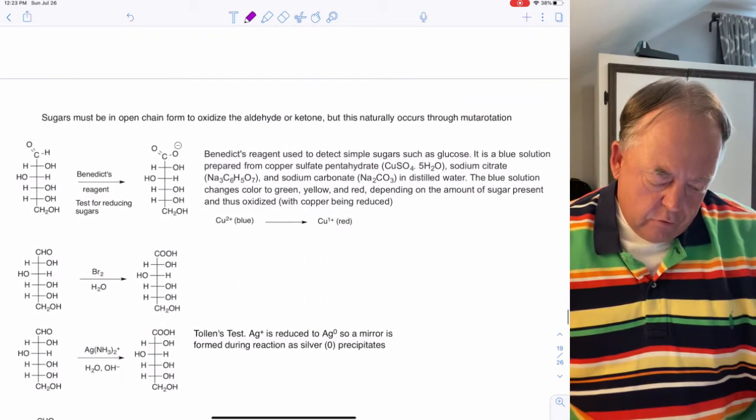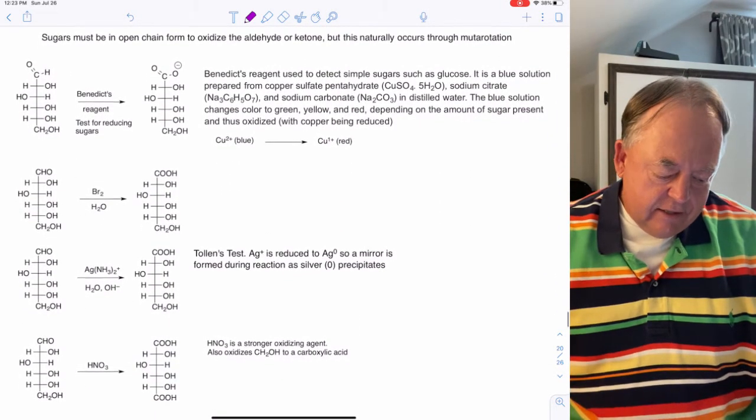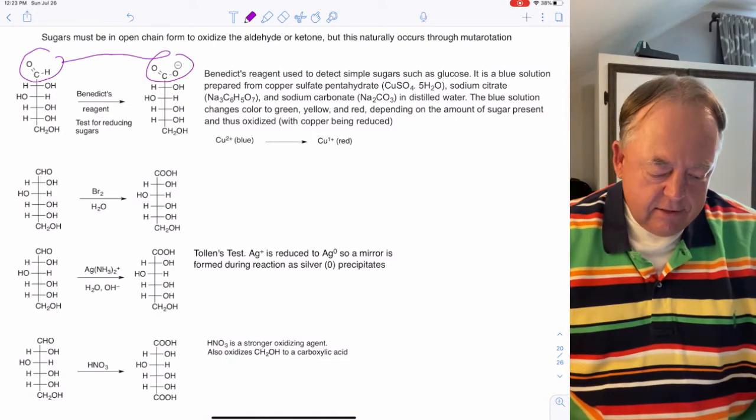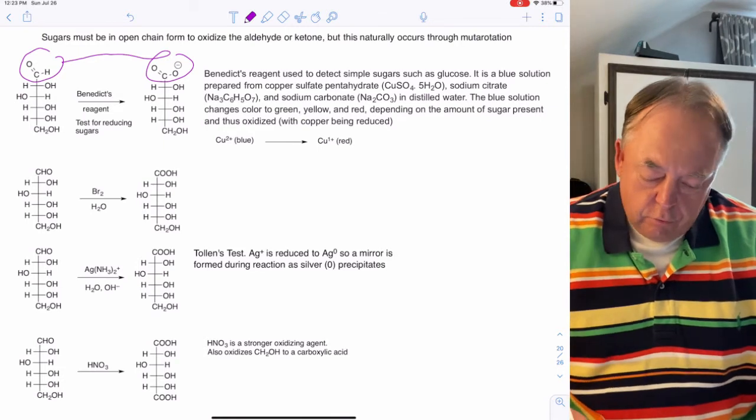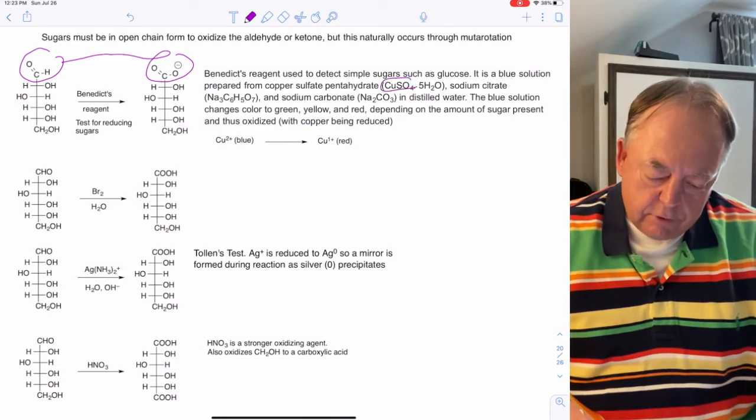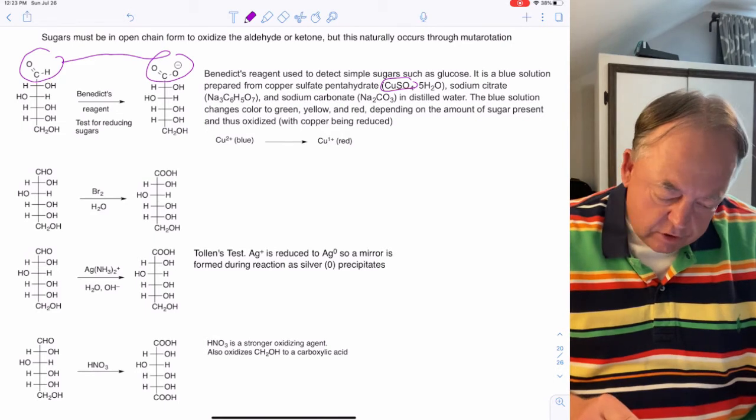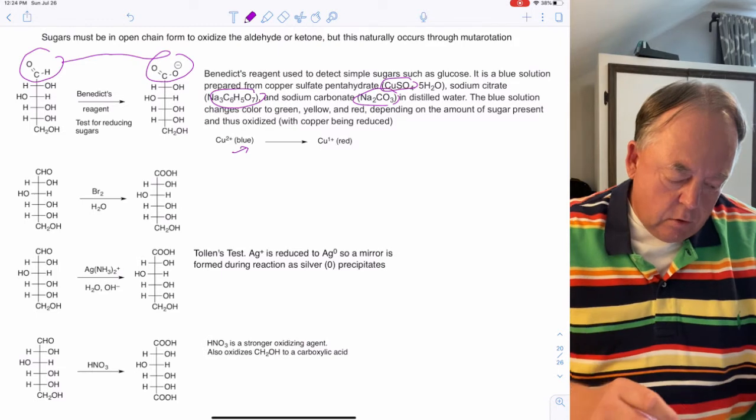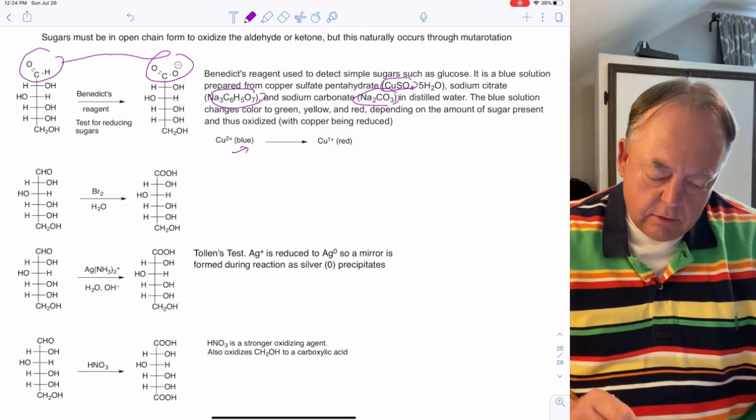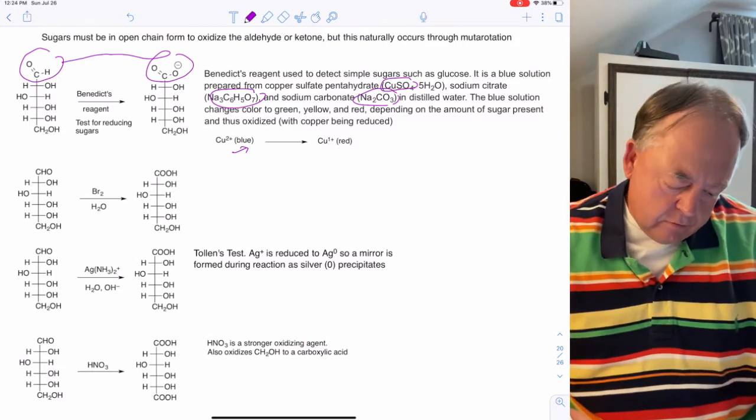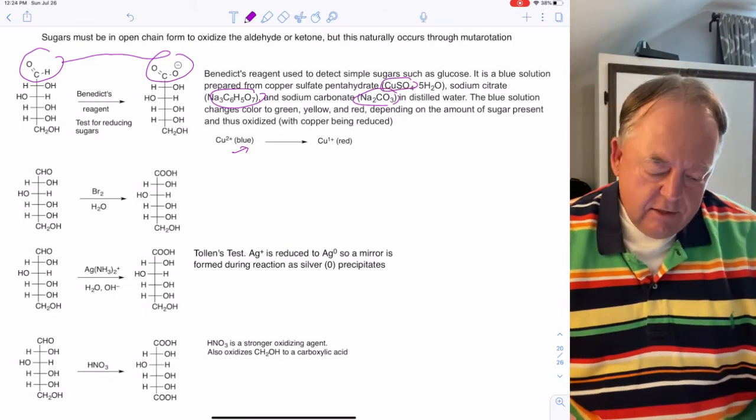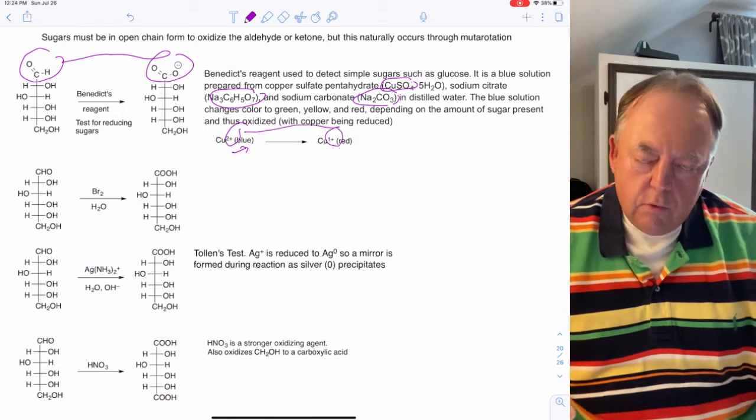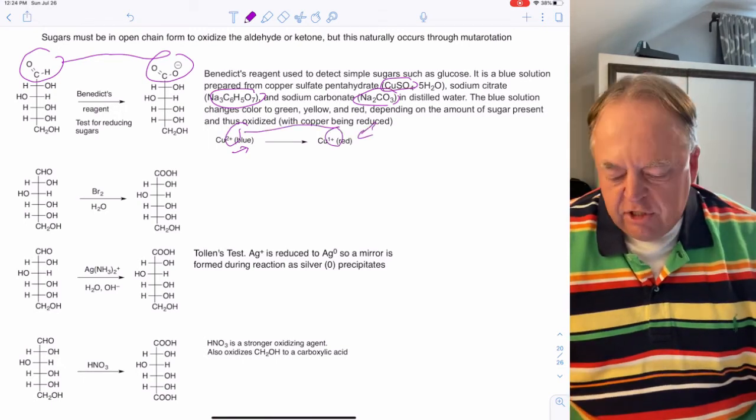So this is just a few of the reactions that show some of the oxidations of aldehydes and ketones. So that's an aldehyde, which can be oxidized to a carboxylic acid. You can use a reagent called Benedict's reagent, which is copper sulfate, sodium citrate, and sodium carbonate. Copper 2 is blue, and so when the aldehyde gets oxidized, the copper gets reduced. If you remember from general chemistry, reduction is the gain of electrons. So its oxidation state goes from +2 to +1 when it gains electrons.